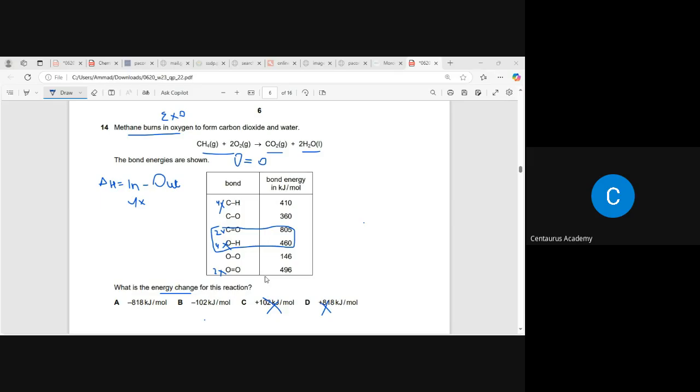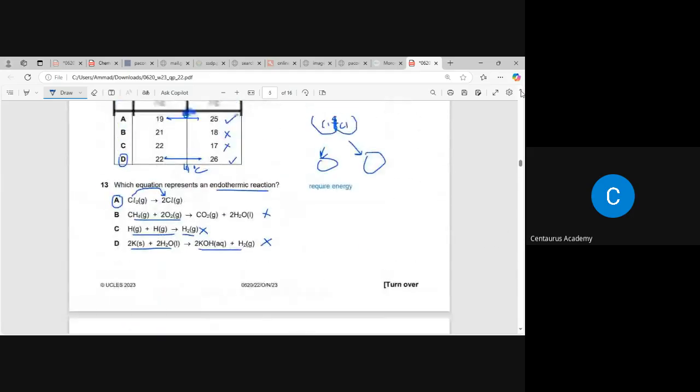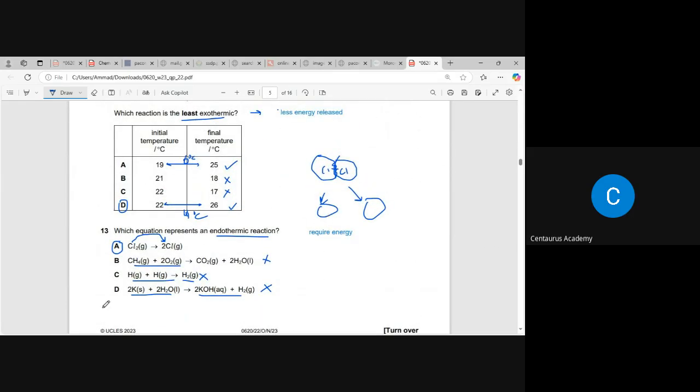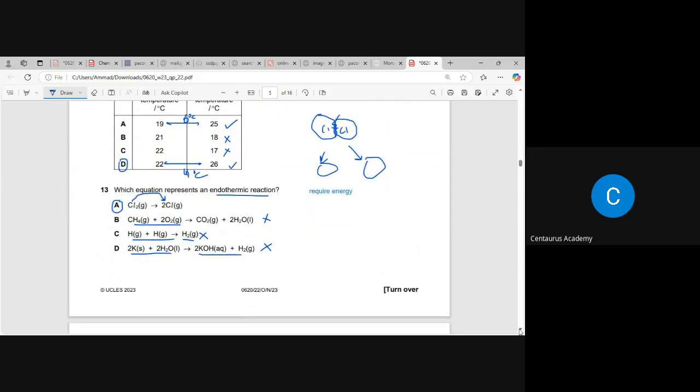Zoya, for which one are you saying the question 13? No, I explained question 13. We said that when a solid metal is added to water, it is an exothermic reaction. It is going to release heat energy and it forms hydrogen and its own metal hydroxide. So D cannot be the right answer. Okay.